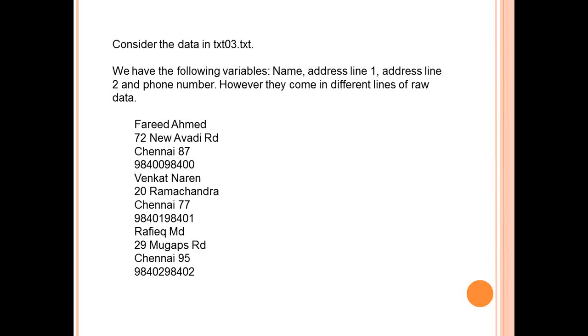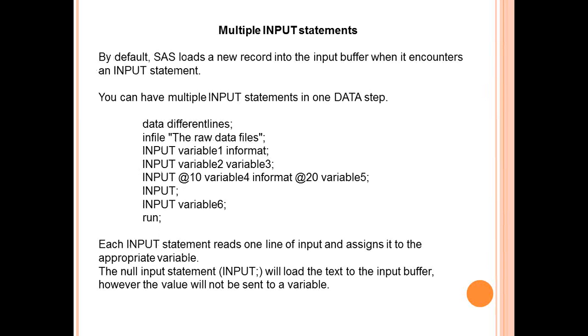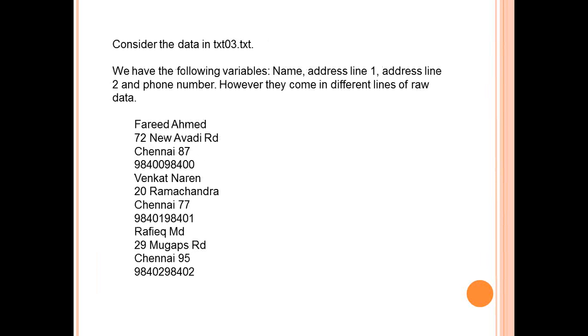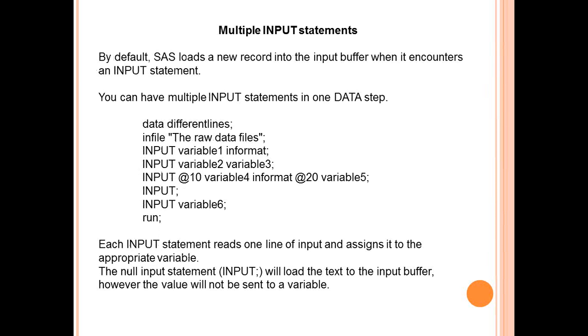So they said multiple input statements. What they said is that by default SAS... we have the following variables: name, address line 1, address line 2, and phone number. However, they come in different lines of raw data. So this is exactly what the data was like. So, multiple input statements.